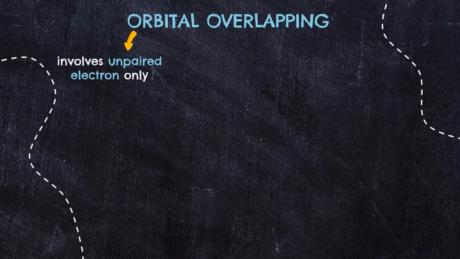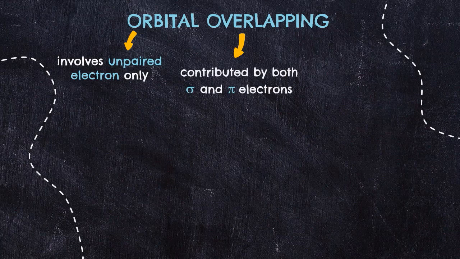Now let's recap what's in orbital overlapping before we proceed to specific examples. First, it will involve only unpaired electrons, since sharing of electrons happens when unpaired electrons from one atom combine with another atom. Overlapping of orbitals will form two types of bond: sigma, which comes from the sigma electrons, while pi bond comes from the pi electrons. And lastly, orbital overlapping will use only s or p orbitals. No new orbital will be formed in this process.